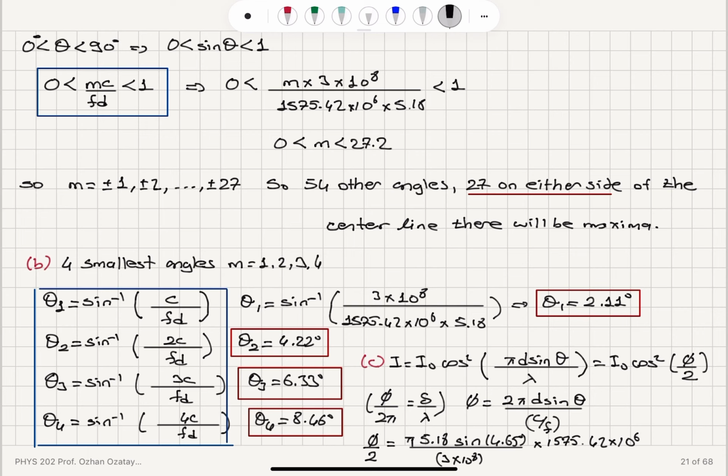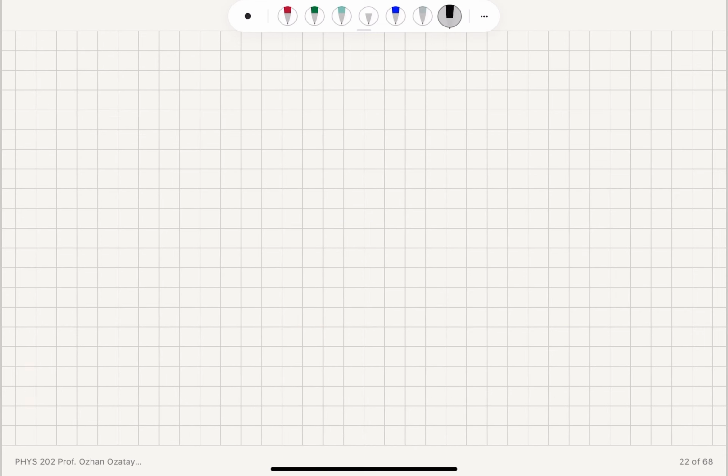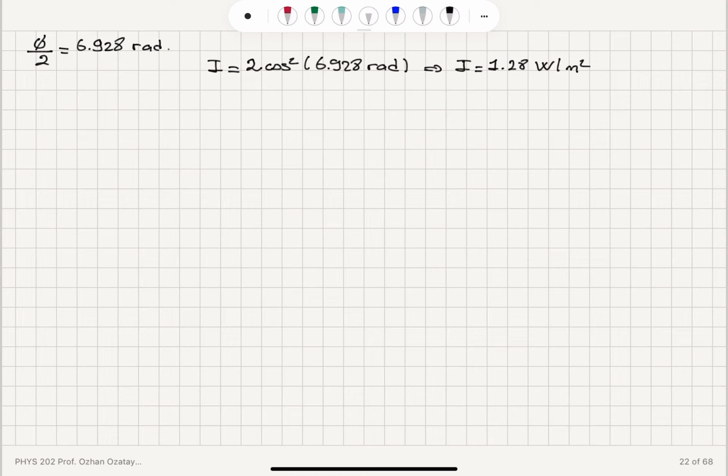So this gives us a phi/2 value of 6.928 radians, and therefore the intensity at this point will be I0, the maximum intensity, which is 2 watts per meter square, times cosine square of 6.928 radians. And the corresponding intensity is 1.28 watts per meter square.